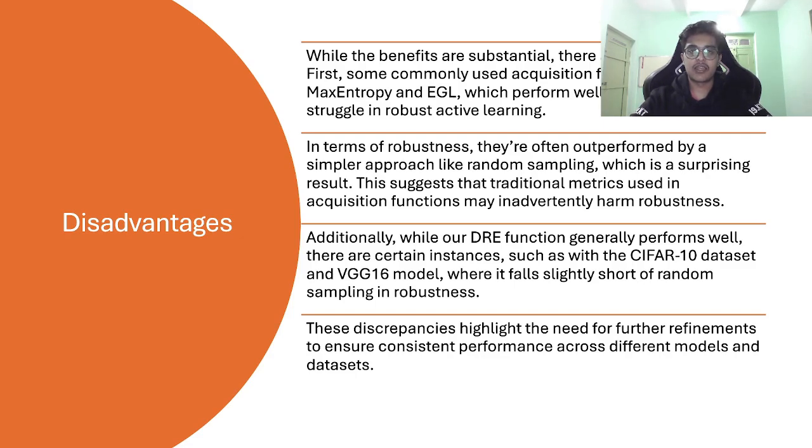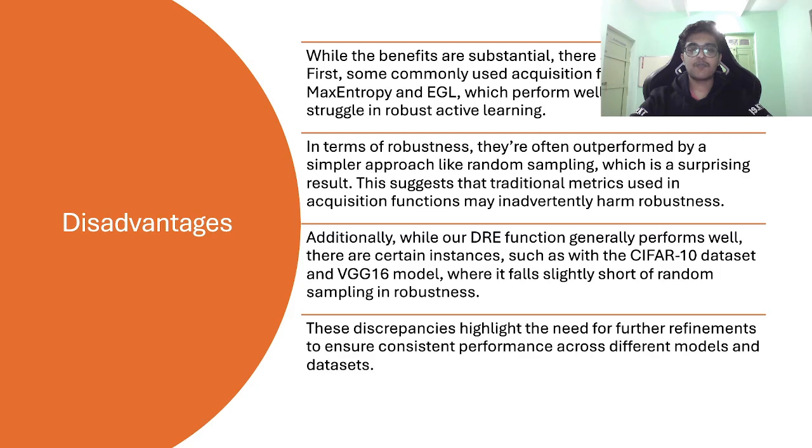robust active learning. In terms of robustness, they are often outperformed by a simple approach like random sampling, which is a surprising result. This suggests that traditional metrics used in acquisition functions may inadvertently harm robustness. The third point here is additionally, while our DRE function generally performs well, there are certain instances such as with the CIFAR10 dataset and VGG16 model where it falls slightly short of random sampling in robustness.